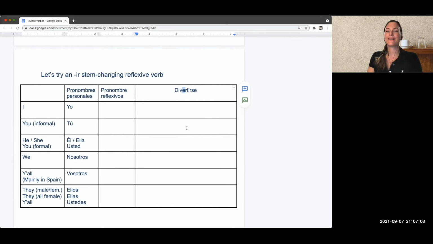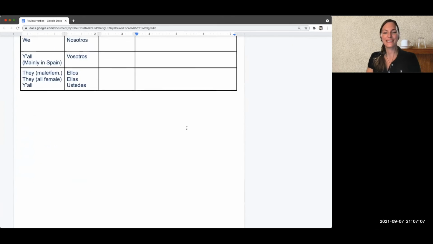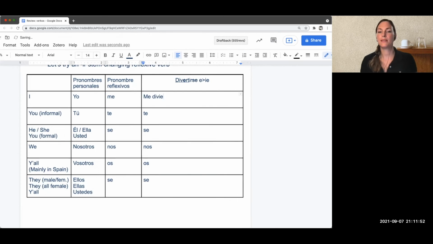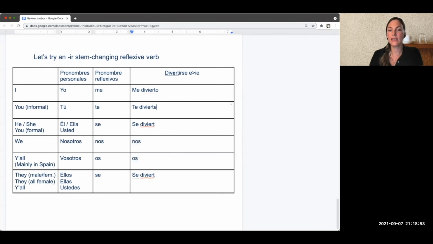Okay, divertirse, what's that mean? Yes, to have fun, divert. So, what's the reflexive pronoun? I need to take the se, I can't just leave it out altogether. I need to put it in, so it's going to go at the front. Okay, there's my new stem. Divert went to diviert. Okay, so E.